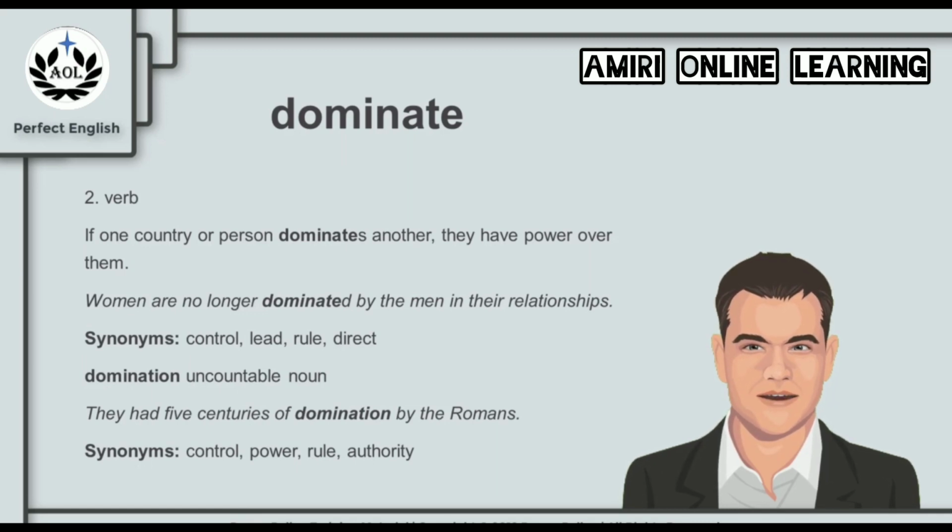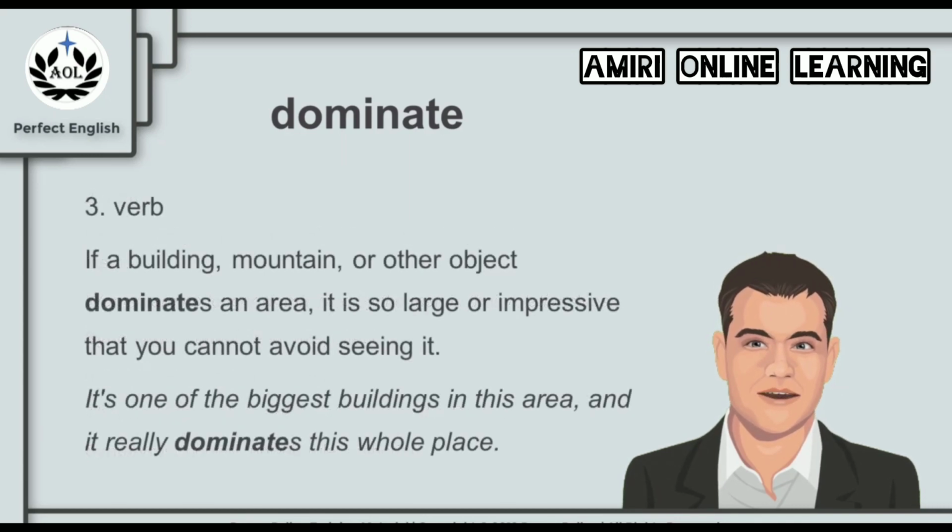And domination again is the uncountable noun. For example, they had 5 centuries of domination by the Romans. Synonyms for domination in this context are the words control, power, rule, or authority. And finally, if a building, mountain, or other object dominates an area, it is so large or impressive that you cannot avoid seeing it. For example, it's one of the biggest buildings in this area and it really dominates this whole place. You cannot say that you haven't noticed it because it dominates the whole place. It's so large and impressive.